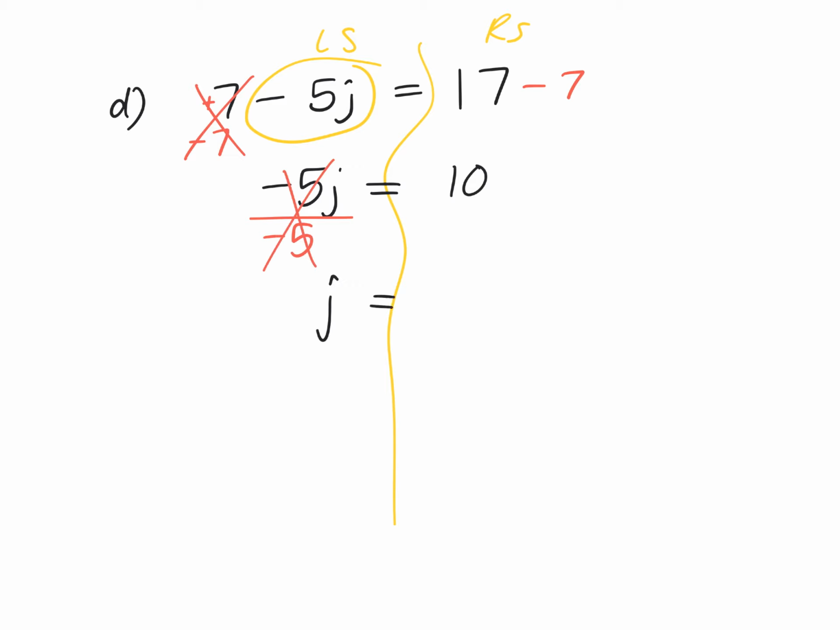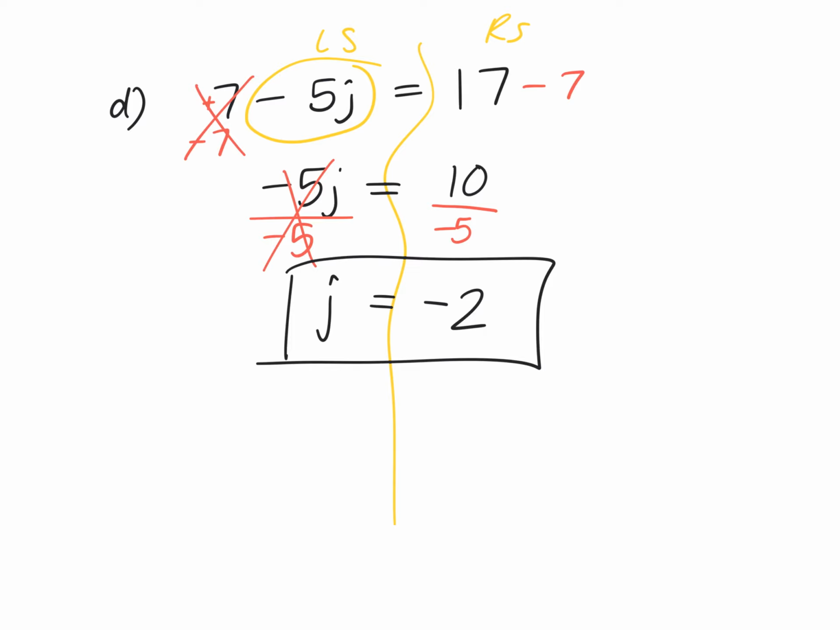So what do I have to do on the right side, Derek? Derek, divide it by positive 5? Negative 5. What's a positive divided by a negative? -2. What's 10 divided by 5? 2. So the answer is j equals -2.